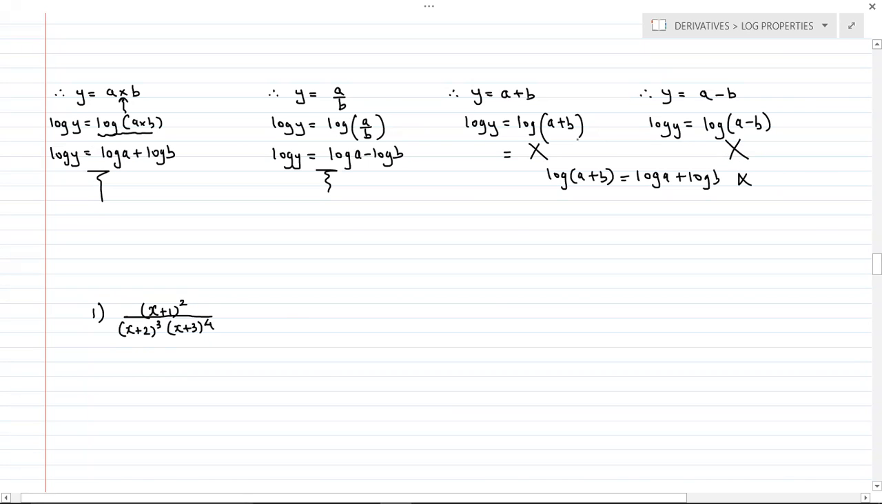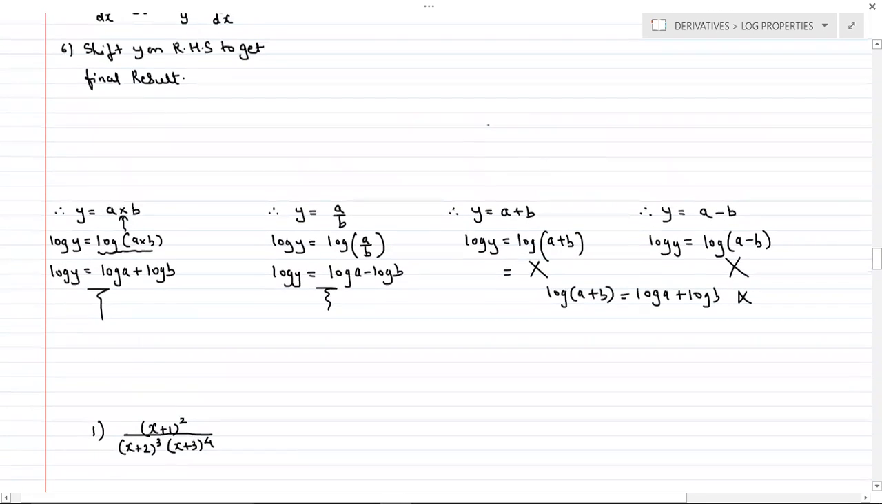So from this we come to the conclusion that taking log is only applicable when the connection between the terms is multiplication or division. Whenever it is plus and minus, we cannot take log on both the sides directly. Their concept is a little different, so that part we'll see afterwards. So let's begin with the first example now.